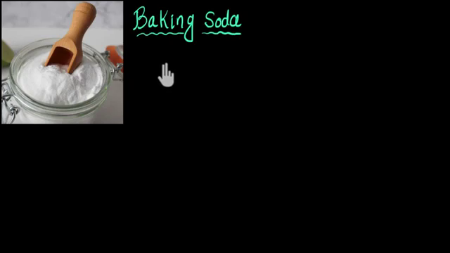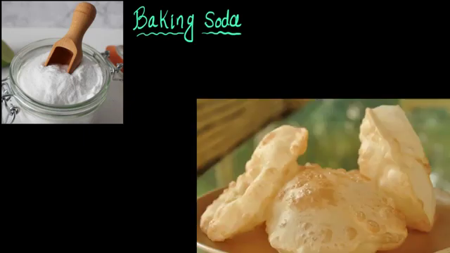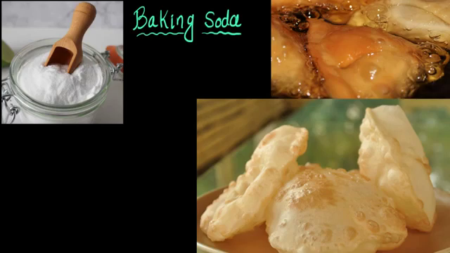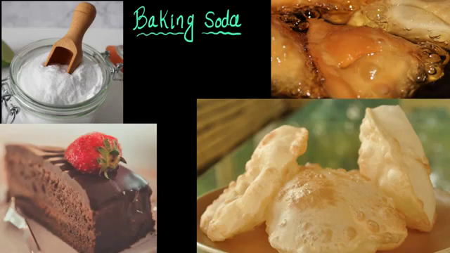In this video, we are going to talk about baking soda. You might have seen this white powder in your kitchen. We use this to make puffy bhaturas or samosas or to bake soft cakes. So first of all, in this video, we will see how baking soda is made and then we will look at its uses. So let's begin.